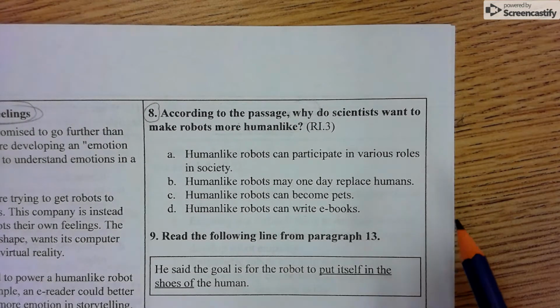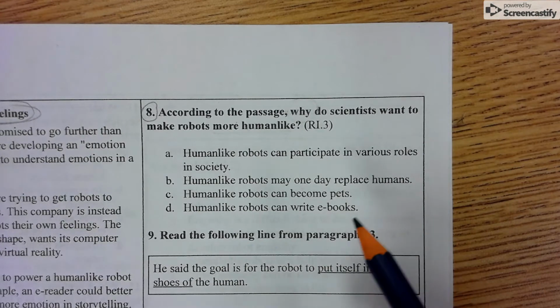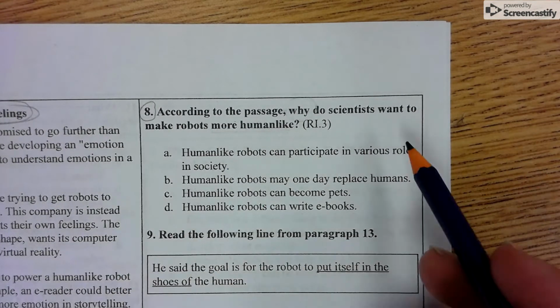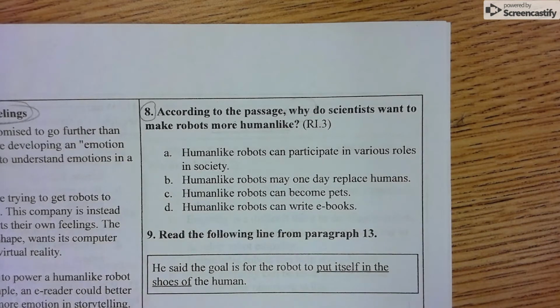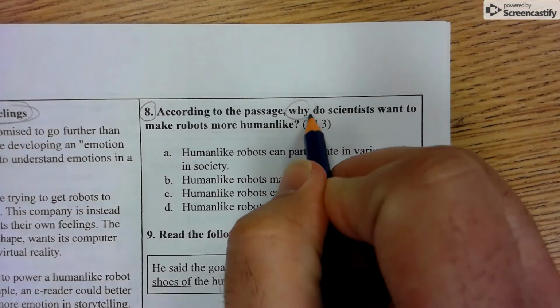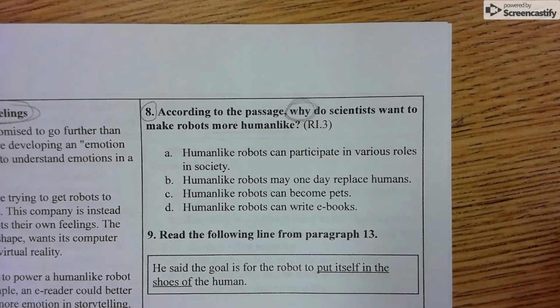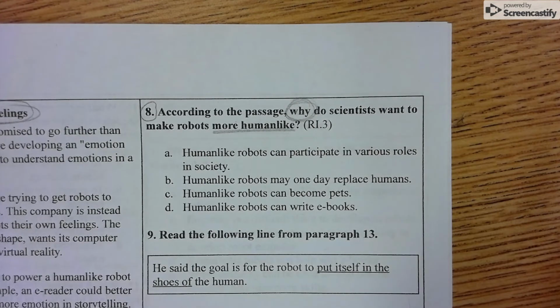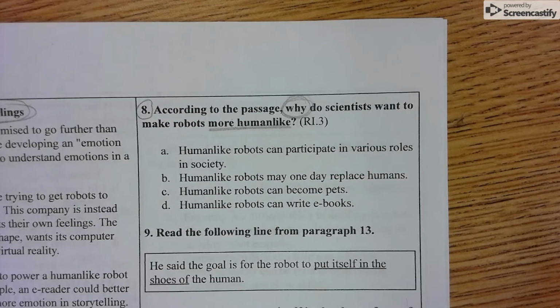Another question that we'll see a lot, again, according to the passage. They see that a lot. We want to kind of let that become second nature. We just need to know that this tells me to go back and read. Why do scientists want to make robots more human-like? I focus in on my question word, and again, I see why. Why what? What is the why that I'm looking for? Why do scientists want to make robots more human-like? So I keep looking, why? Why more human-like?